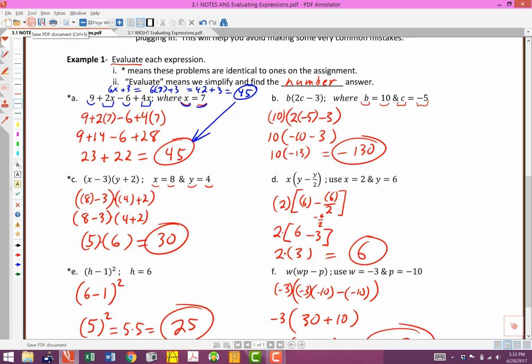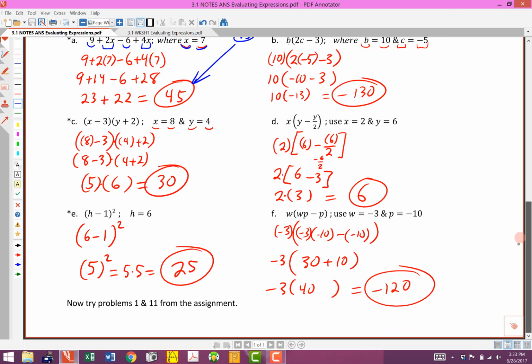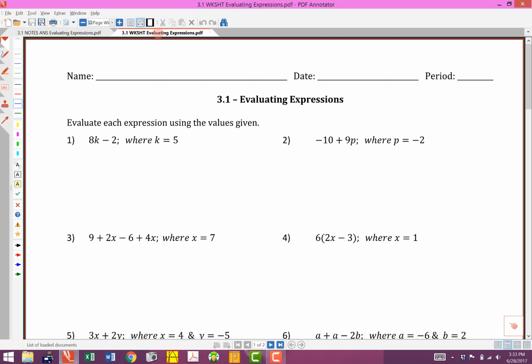So now let's take a look at a couple from your assignment. And I think we want to take a look at problem number 1 and problem number 11. So here's what I would recommend. Go ahead and take a look at this. See if you can do this on your own. So if you need to pause the video and do problem number 1 and then problem number 11, if you've got this assignment ready to go, try that and then see if you get it right.